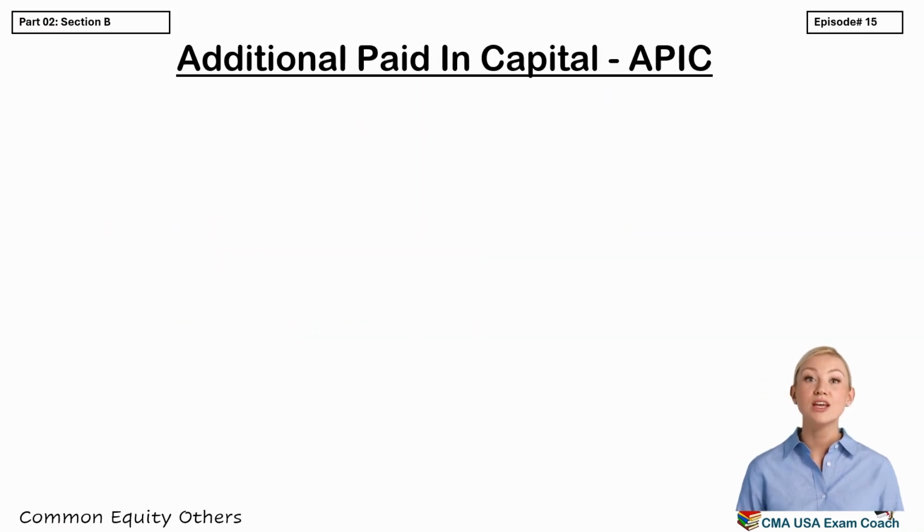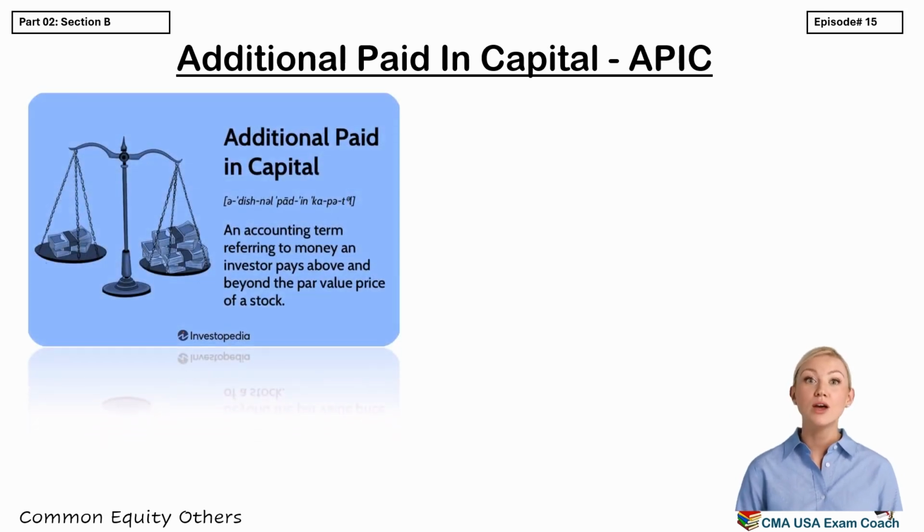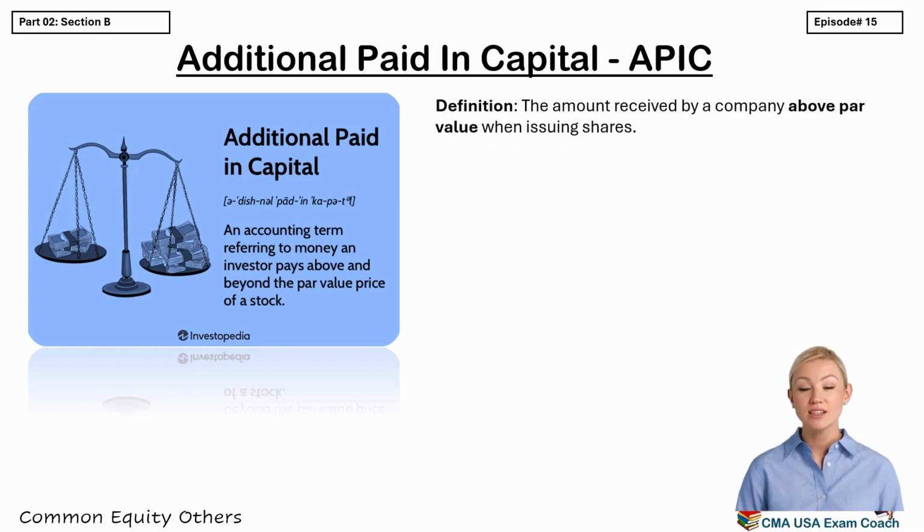Now let's move on to another important equity item known as additional paid-in capital, or simply APIC. Additional paid-in capital represents the excess amount paid by investors over the par value of a company's shares. It is part of shareholders' equity and is often seen when a company issues shares at a price higher than their par value. Let me explain this with a simple scenario.